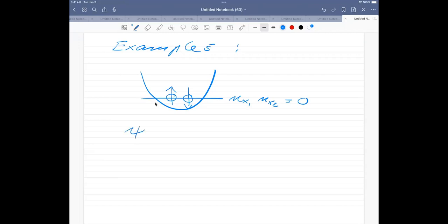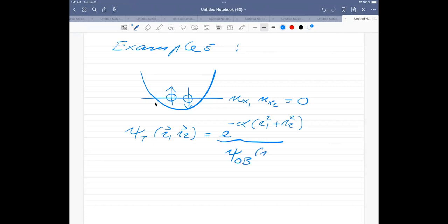So that means that in this specific case, I have a trial wave function, and now I'm writing this in terms of vectors, but they can be given for 1-dimensional, 2-dimensional, 3-dimensional. So I would then have e to the minus alpha, this is a variational parameter, and then I have R1 squared plus R2 squared. And this is something which I will call psi OB, and I will tell you what psi OB is. So OB stands for one body. So that is the single particle piece. So this is one body.